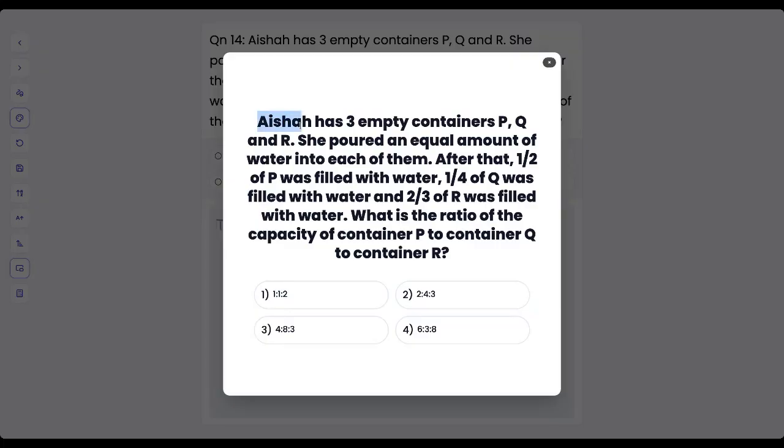Question 14. Aisha had three empty containers P, Q, and R. She poured an equal amount of water in each of them. After that, half of P was filled with water, one quarter of Q was filled with water, and two-thirds of R was filled with water. What is the ratio of the capacity of container P to container Q to container R?